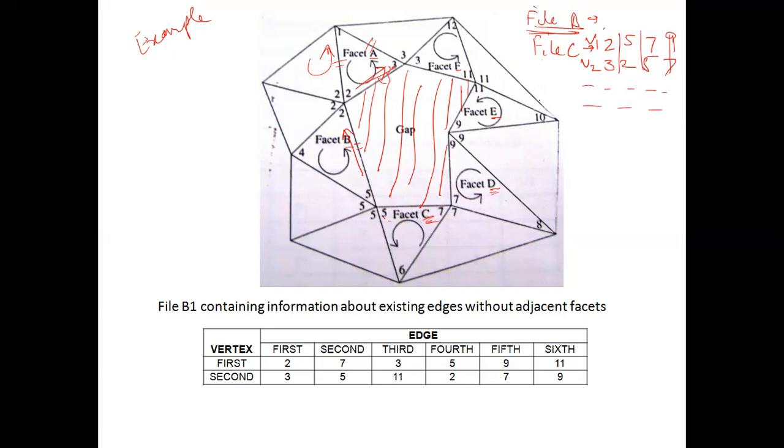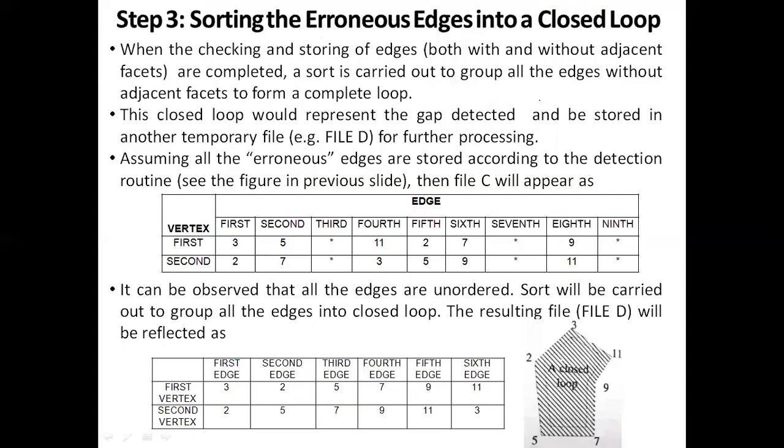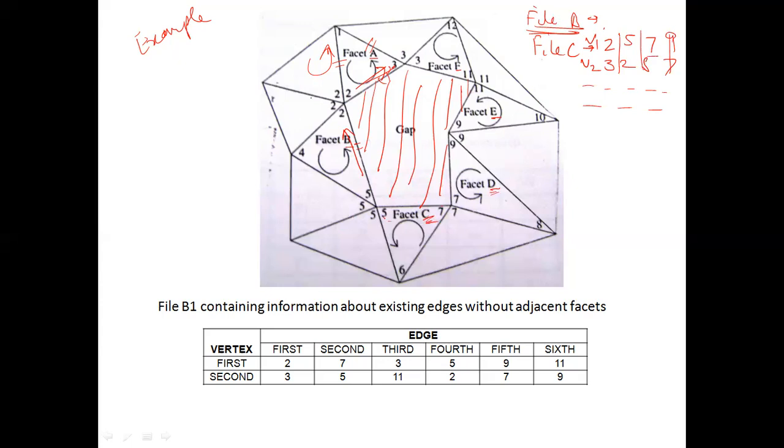Now, once I identify that information, I will go to the new file, which will be my file B1, which will contain information about existing edges without adjacent facets. Sorry, this is wrong. This is file C. So file C is now ready, where the vertex information is given to you.